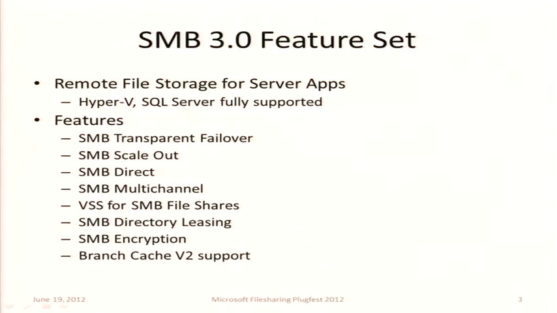SMB encryption to allow deployment of SMB in enterprise environments where data integrity and data privacy are extremely important. It can also be deployed on a WAN. Perhaps you could deploy SMB even more broadly with encryption. And Branch Cache v2. SMB already supports Branch Cache v1, but Branch Cache v2 came along in Win8, and SMB supports Branch Cache v2. Primary feature there is variable block size, variable caching atoms.